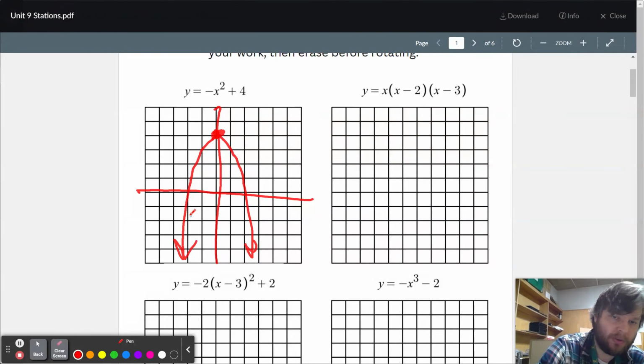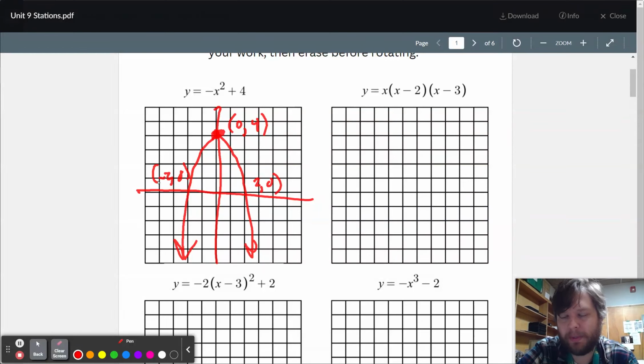And the only points that are really important to be careful about are your y-intercept and your x-intercept. So I know that it's going to take 2 steps to have a value of 4 because 2 squared is 4. So that's a pretty darn good graph.